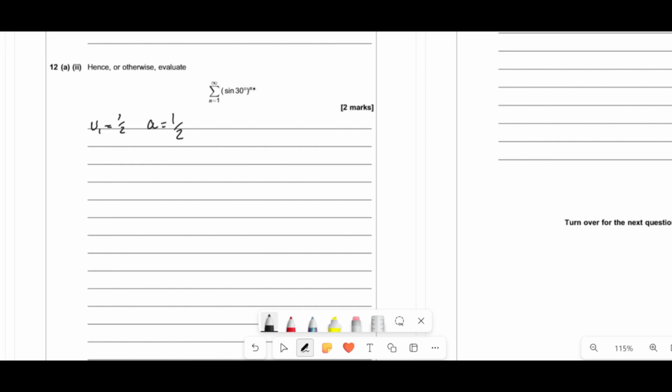Now it's squaring this value. It's a half squared every time. So if it's a half squared, then that means we're timesing by a half each time, and cubed and so forth, where each one is going to be timesing it by a half. So that means a equals a half, but also r must equal a half as well. So it's asking for the sum to infinity, so it's just going to be a over 1 minus r, which is a half over 1 minus a half, which is just 1.